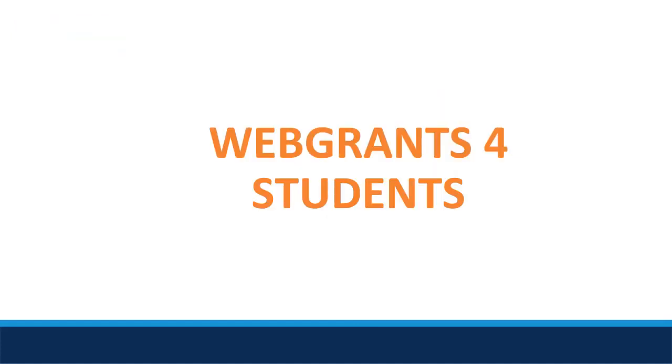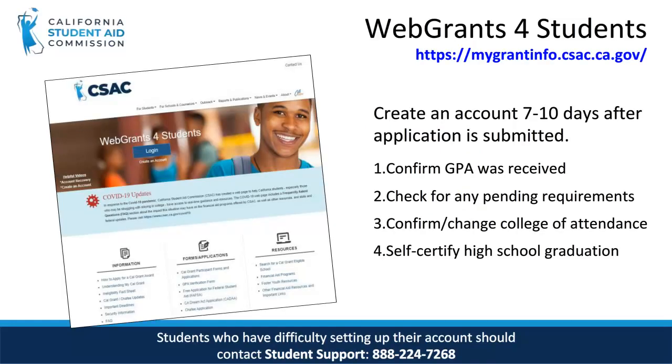Another important step is for students to create their WebGrants for Students account. We will review what this account looks like in the next few slides. Once a student has submitted their financial aid application, the next step they should take is to create a WebGrants for Students account. This can be created 7 to 10 days after their application was submitted and fully processed.